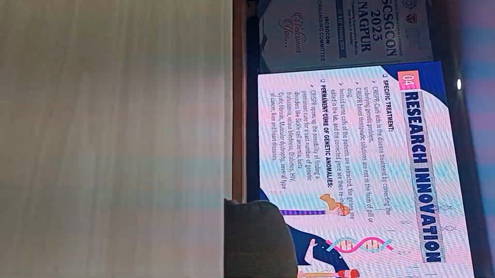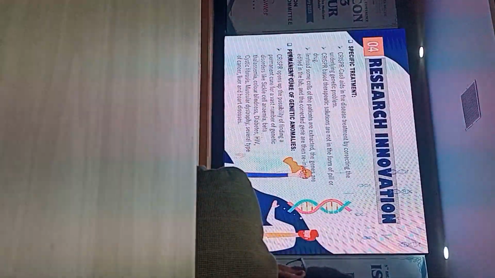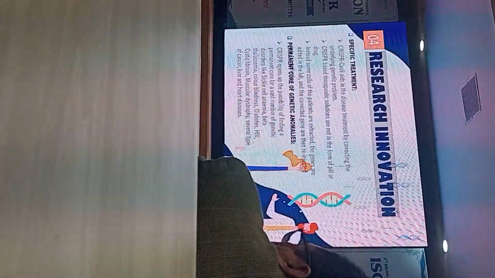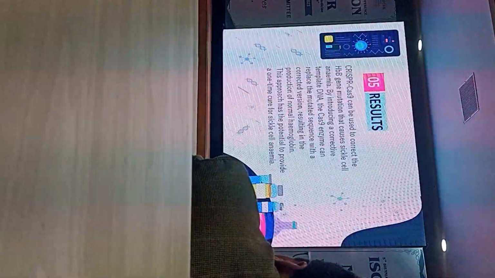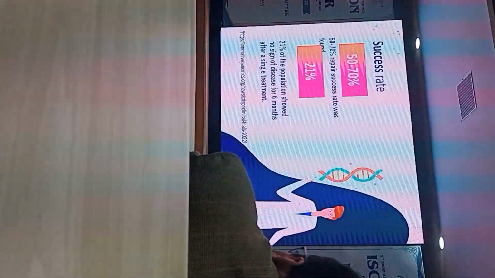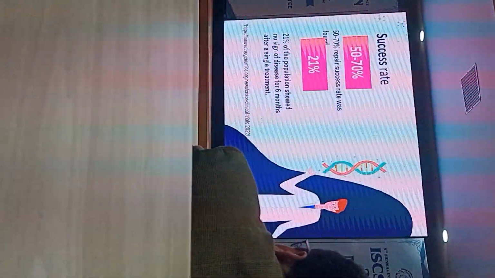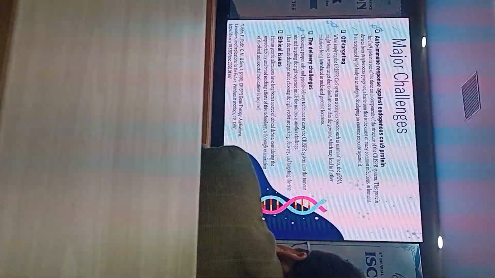Permanent cure: CRISPR opens up the possibility of finding a permanent cure for a vast number of disorders like sickle cell anemia, beta thalassemia, color blindness, muscular dystrophy and several types of cancer, liver and heart diseases. Results include that this approach has the potential to provide a one-time cure for sickle cell anemia. Success rate: a 50 to 70% repair success rate was found after the treatment, and only 21% of the population showed no sign of disease for 6 months after a single treatment. Major challenges include autoimmune response and off-targeting.